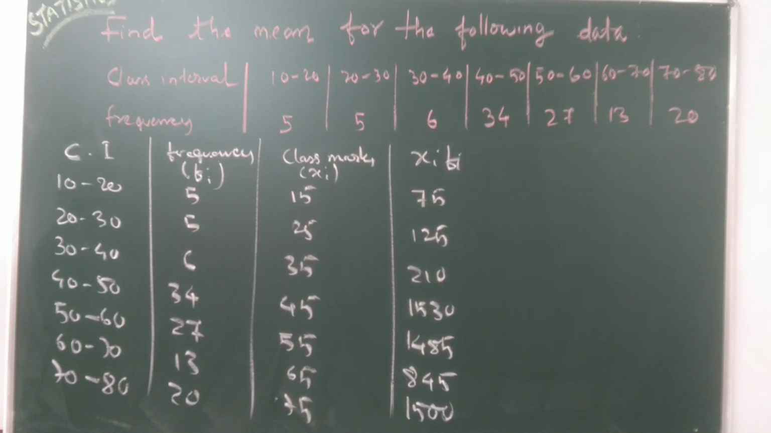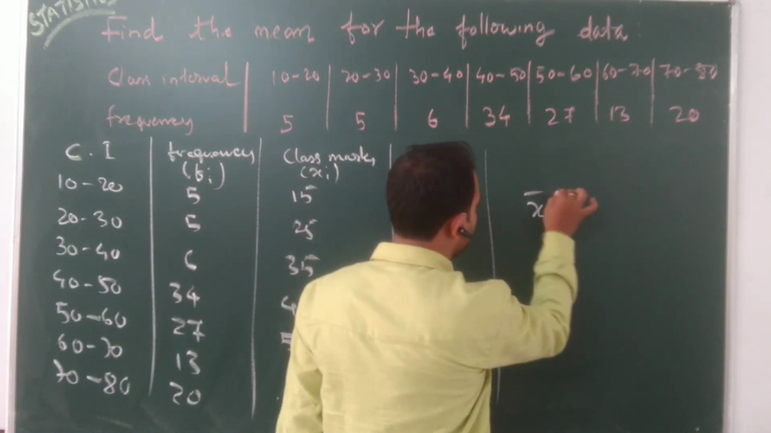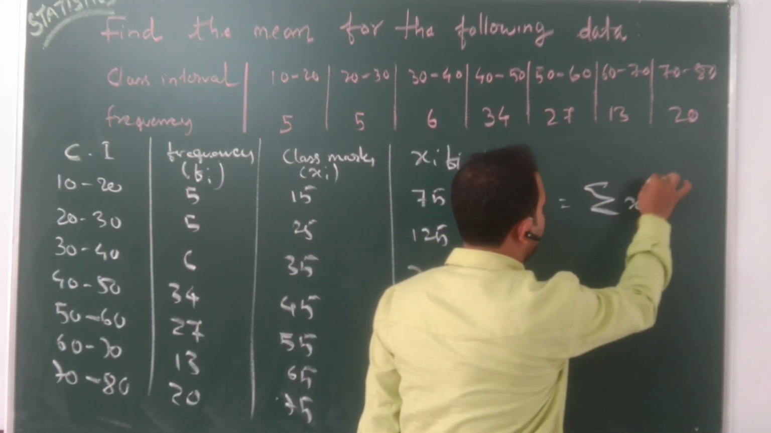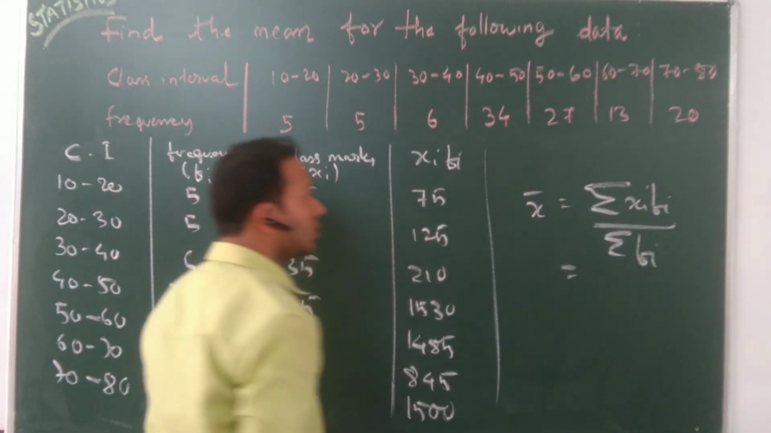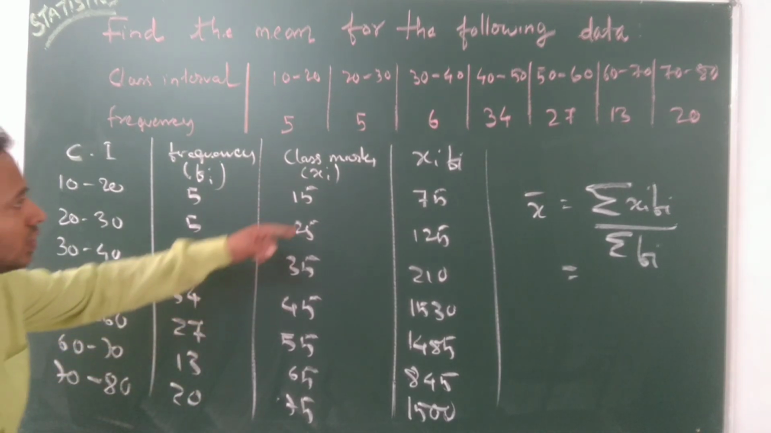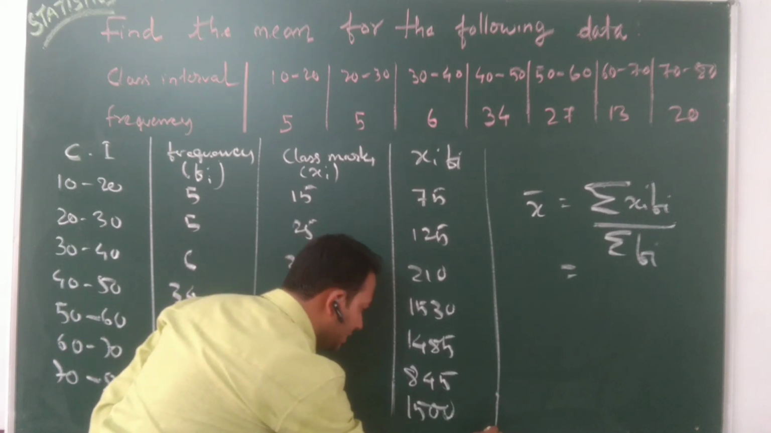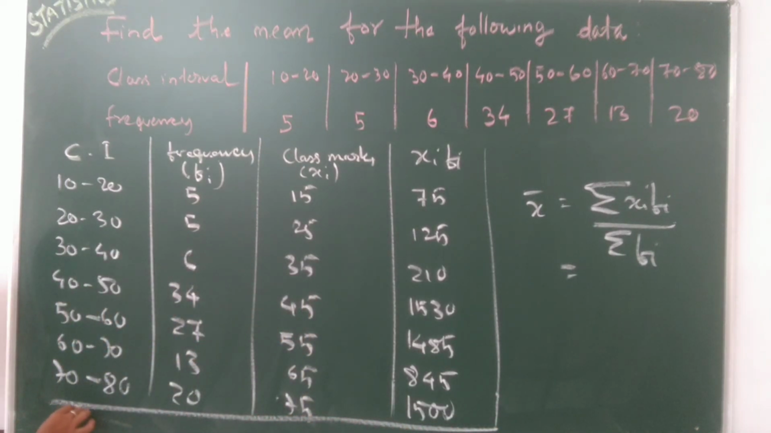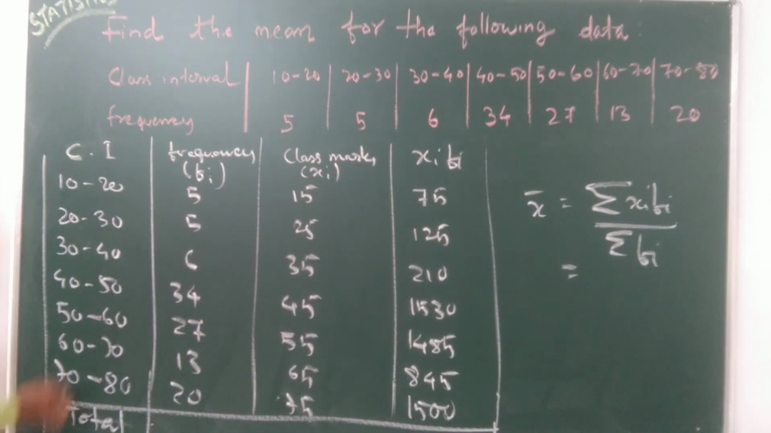Now for this case, what we need? Okay, let me write down the formula first. There is summation xi fi by summation fi. That means we need the summation of xi fi. So this is your xi fi, we need to sum it. So here we need one more row. Mention here total. So make it in a box. Remember, you need to keep it in a box.